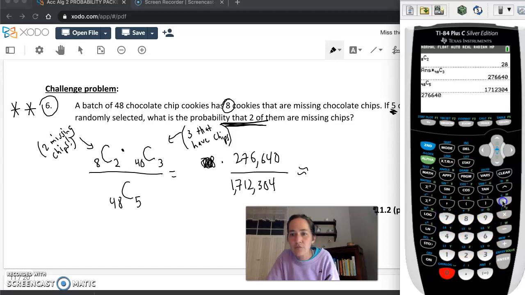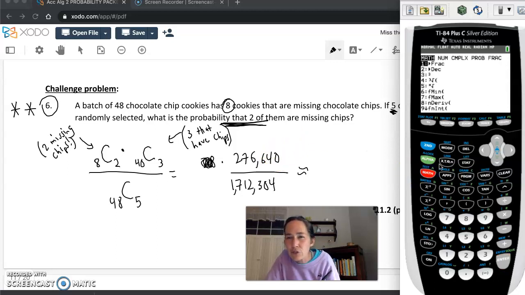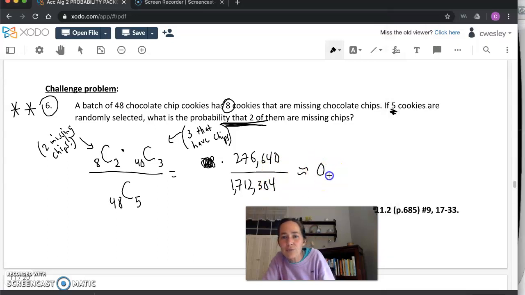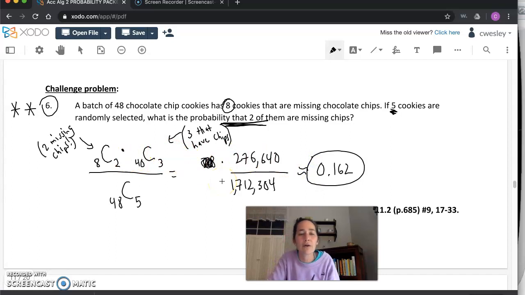276,640 divided by, and then can I go up and grab it? 1,712,304. Enter. Even when I hit math, I'm going to try doing this the lazy man's way. Math frac should just leave this decimal a decimal. If you're going to give me a probability as a decimal, here's what I request. Give me at least 3 decimal places so that as a percentage, you've got the nearest tenth of a percent. We'll round this to 0.162. You have a 16.2% chance that this exact outcome could occur, exactly 2 that are missing chips.